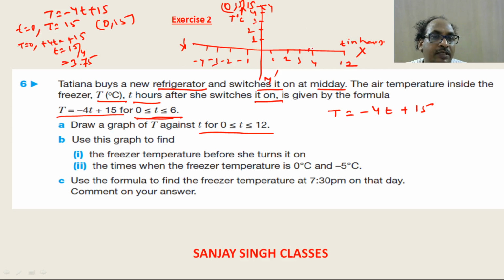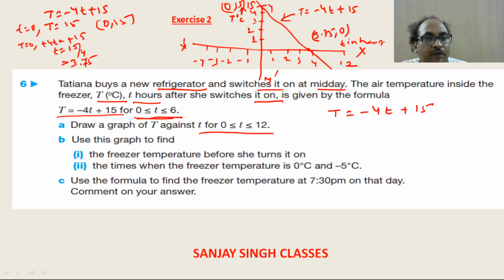So at this point where it is 3.75 and T is 0. So these 2 points we can join, and this will be the graph for T is equal to minus 4t plus 15.